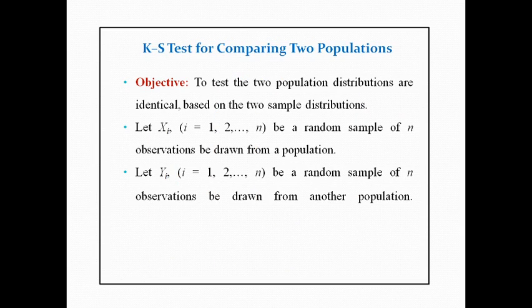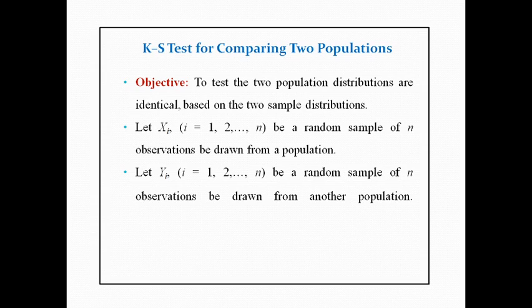Now the second test is the KS test for comparing two populations. In the same way as the chi-square test has two tests, chi-square goodness of fit and chi-square independence test, here we have the KS test for independence. Our objective is to test whether the two population distributions are identical based on the two sample distributions. If you have two independent samples, both samples come from their separate distributions, and these distributions are independent.